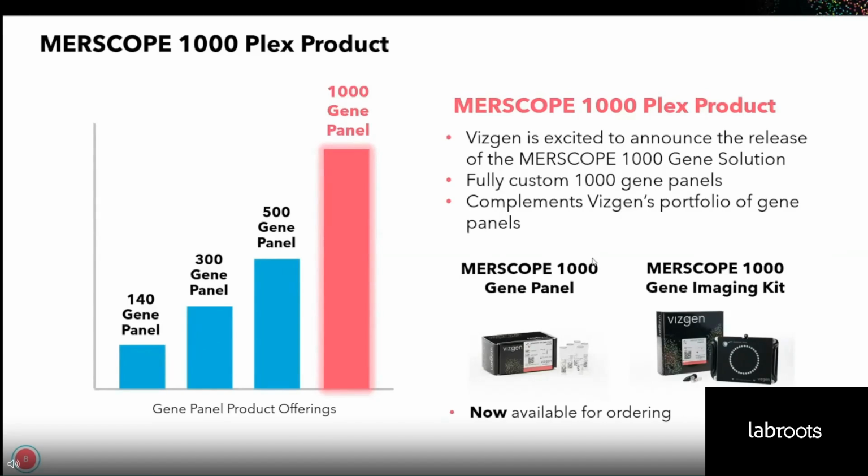This new 1000 gene panel will complement our current portfolio of gene panels, so we will continue to support 140, 300, and 500 gene panels. What this means is it just gives you flexibility in choosing the solution that works best for what you are trying to do. The two physical components of the solution include the MERSCOPE 1000 gene panel, pictured here on the left, and the MERSCOPE 1000 gene imaging kit, pictured there on the right. Both of these are now available for order.